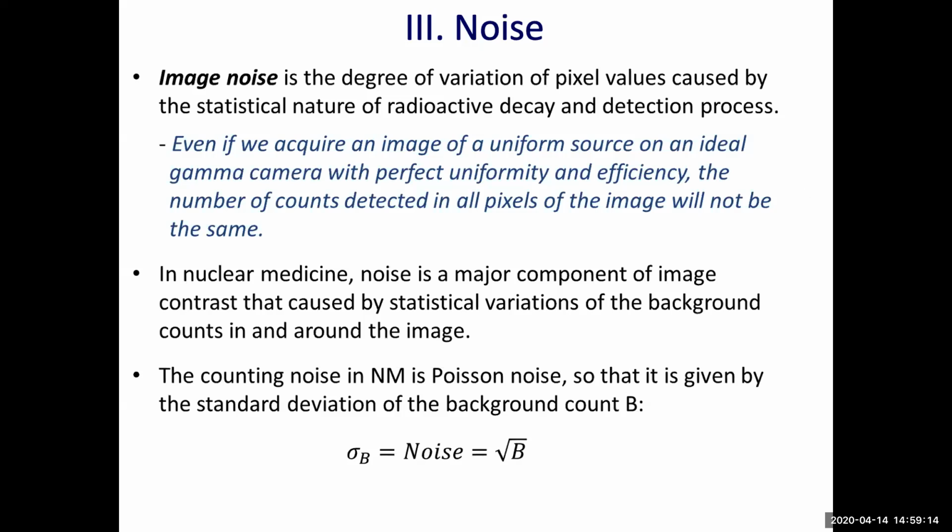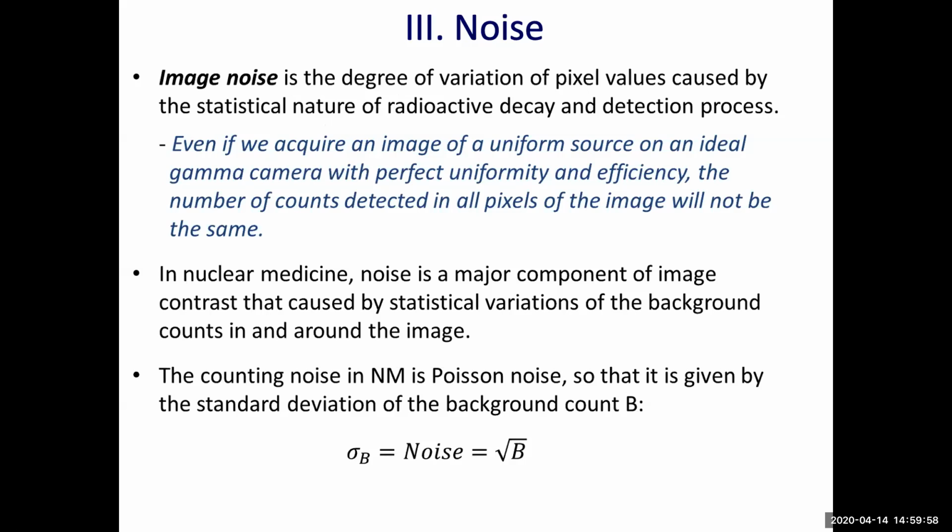So the third element of image quality is the statistical or random noise. I think you already discussed this in the previous lecture, but I'll go through it for nuclear medicine. Image noise is the degree of variation of pixel values caused by the statistical nature of radioactive decay and detection. Even if we acquire an image of a uniform source on an ideal gamma camera with perfect uniformity and efficiency, the number of counts detected in all pixels of the image will not be the same.